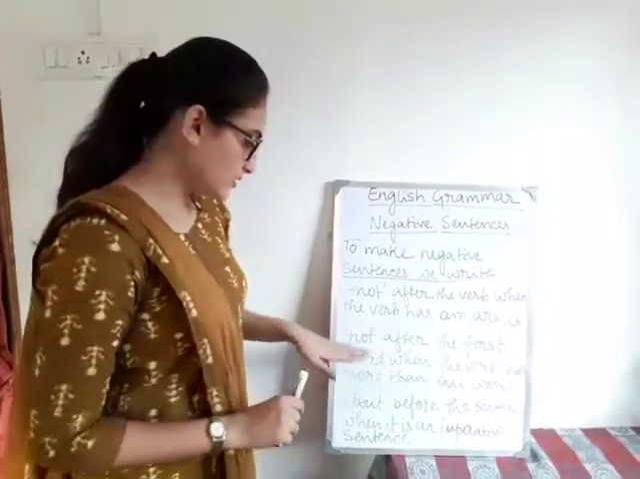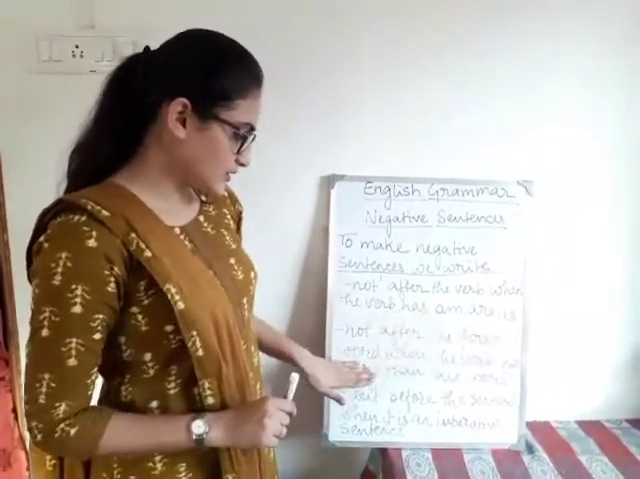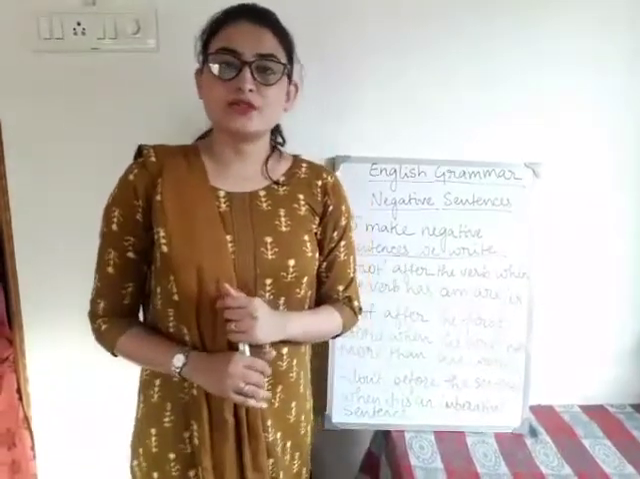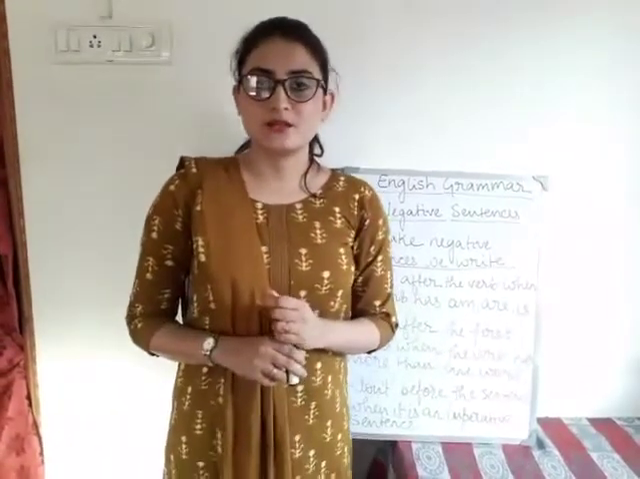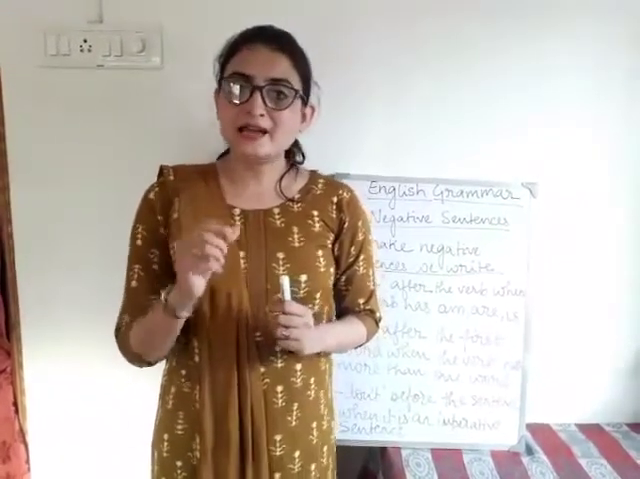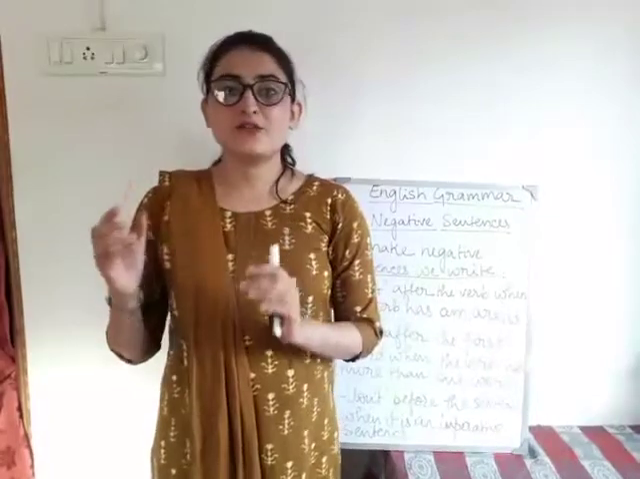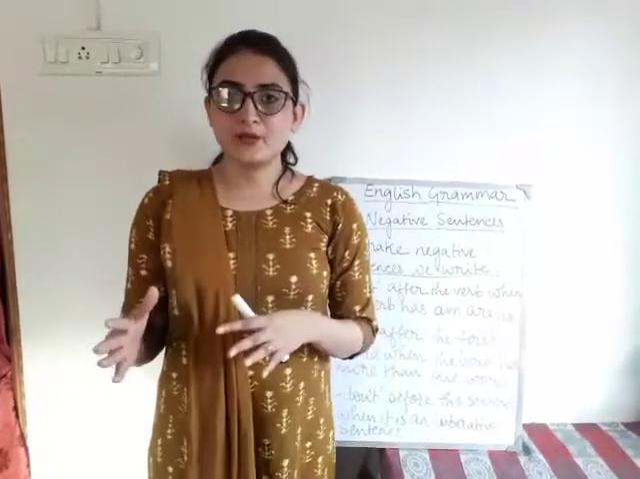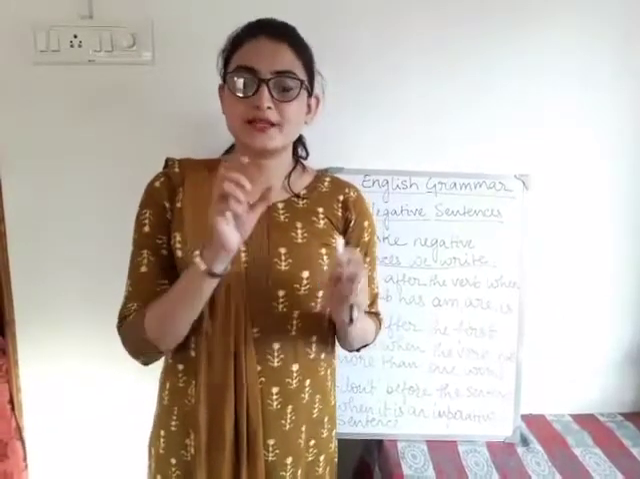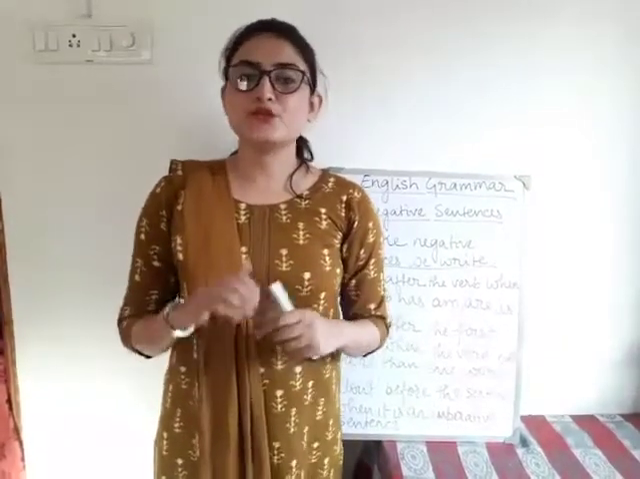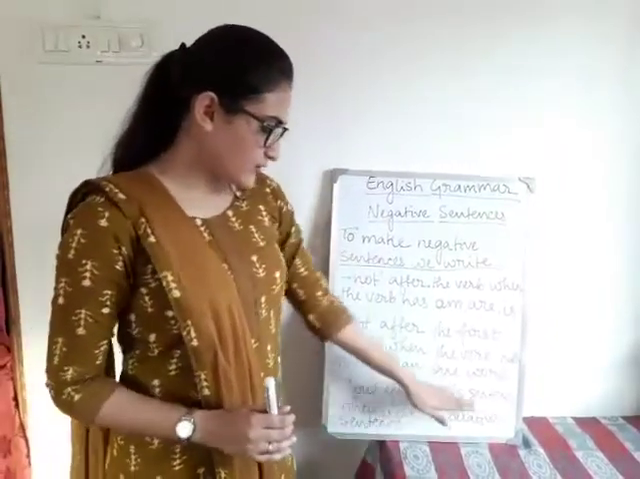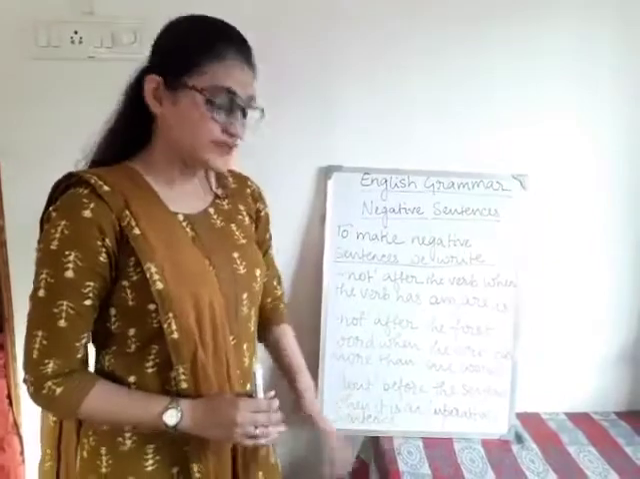The second rule: not after the first word when the verb has more than one word. Suppose a sentence has two verbs, that is more than one verb. In that case we will add the not after the first verb, after the helping verb. We will add not between the two verbs, that is the helping verb and the main verb, to make it a negative sentence. In the third case, don't before the sentence when it is an imperative sentence.